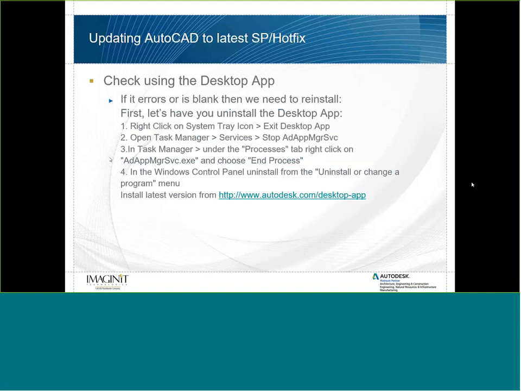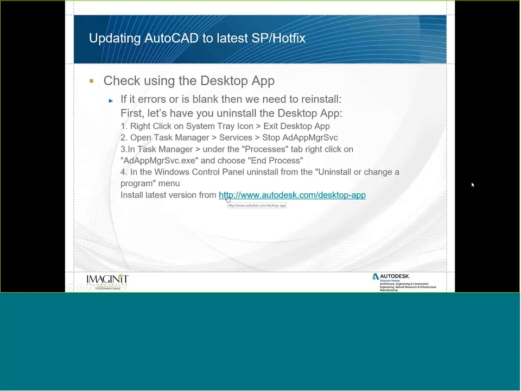If it errors or is blank or tells you all of your updates are installed and you know that is not true, then we need to uninstall the desktop app by following these instructions, and then we install the latest one from this link right here, www.autodesk.com/desktop app. Install the newest version because the older versions don't necessarily get the communication or they just error out.